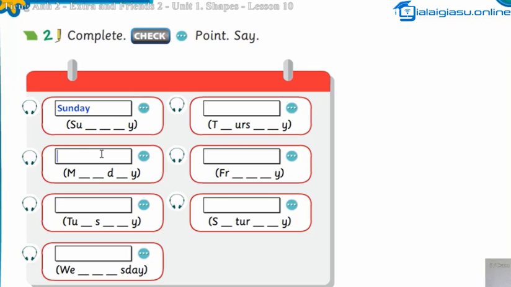Monday. All right, let's spell the word Monday. M, O, N, D, A, Y, Monday. Let's check it. That's correct. And the next one, what day is it? It is good. Tuesday.